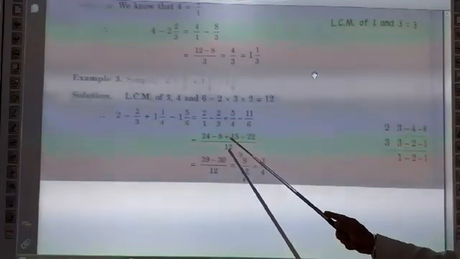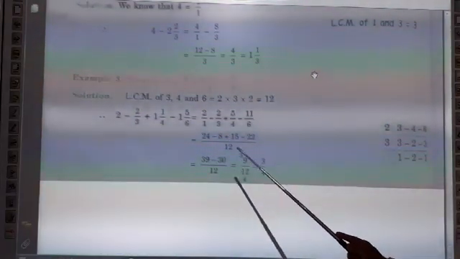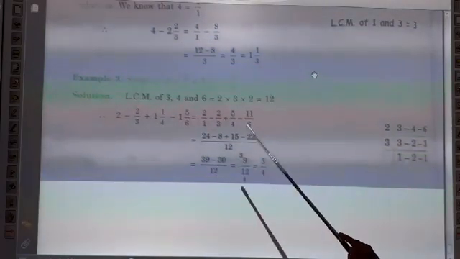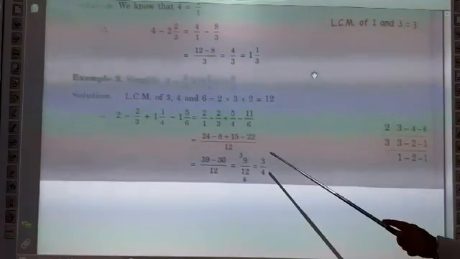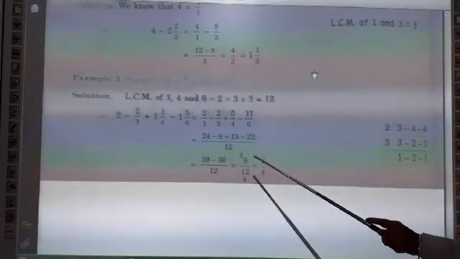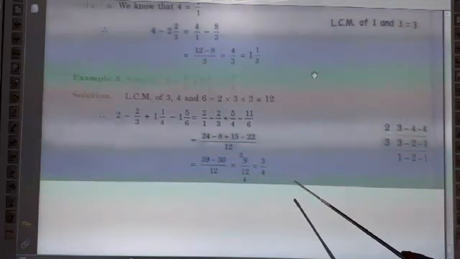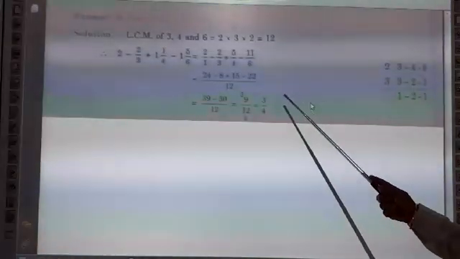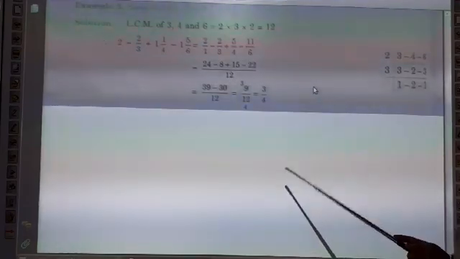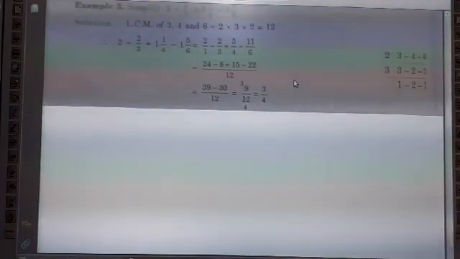24 minus 8 plus 15 minus 22. 39 minus 30 upon 12. 9 upon 12. 3 3s are 9, 3 4s are 12. So the answer is 3 by 4. Okay student, write down the example.